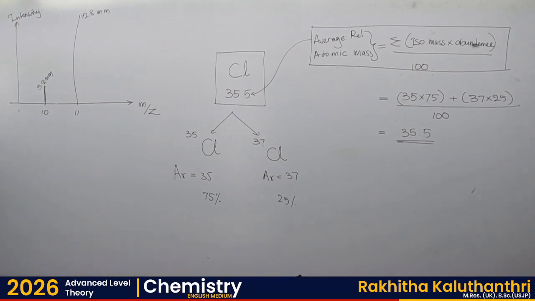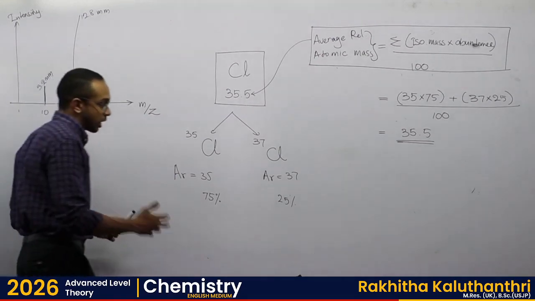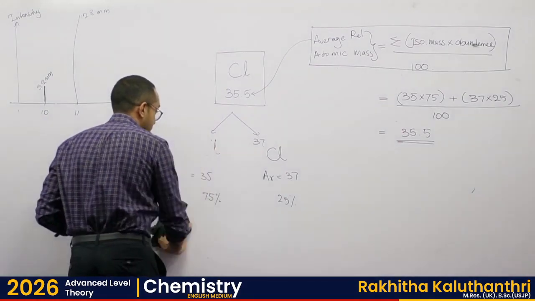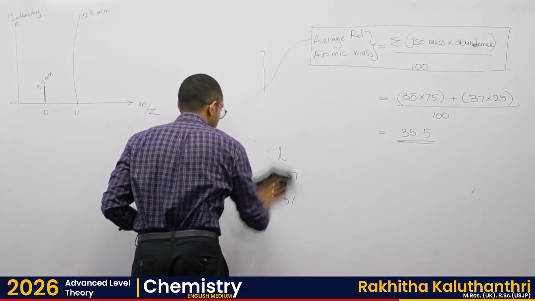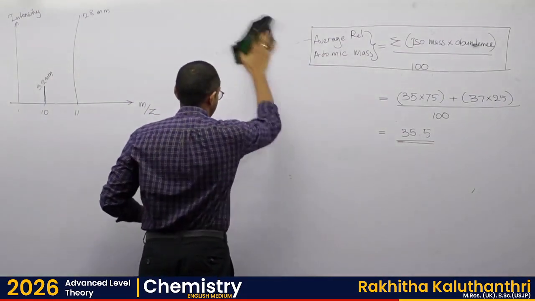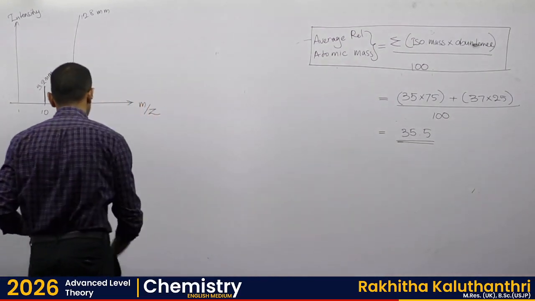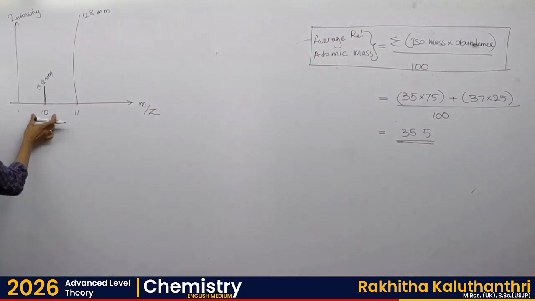Right. So now it's 3.2, not 32. It's 3.2 here, 12.8. So now, first of all, whenever you are given a graph like this, you know what to do. This is nothing new to you. You have to figure out what the isotopes are.